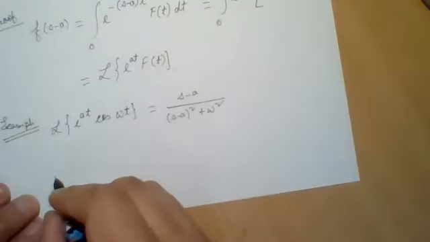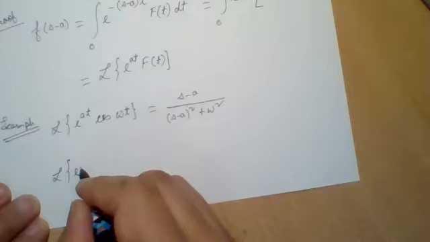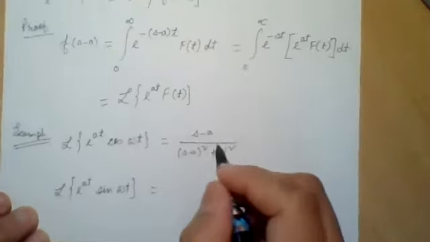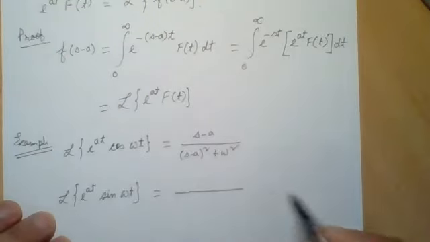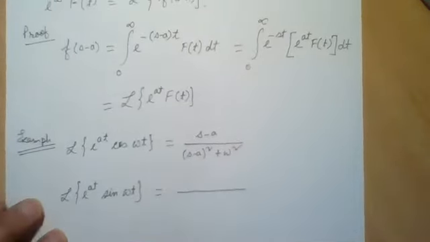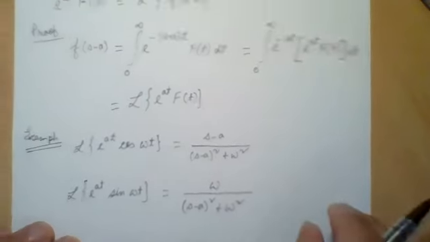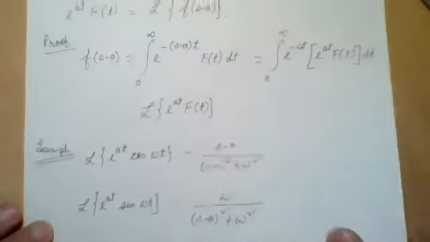Similarly, the Laplace transform of e to the power at sine omega t. What is the Laplace transform of sine omega t? It is omega divided by s square plus omega square. So instead of s, we write s minus a. So this will be omega divided by (s minus a) whole square plus omega square.